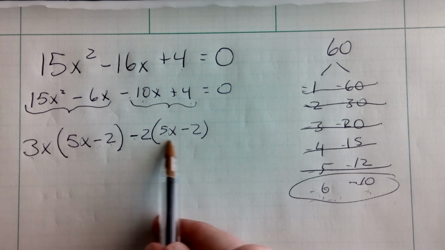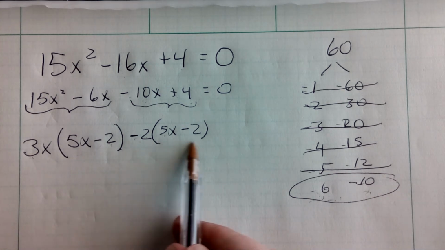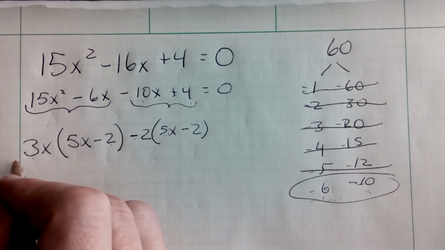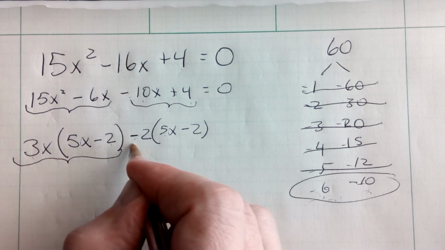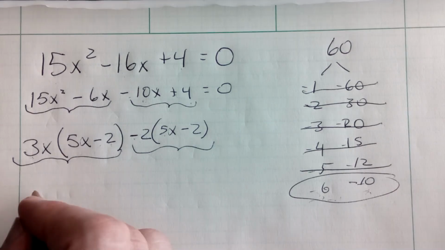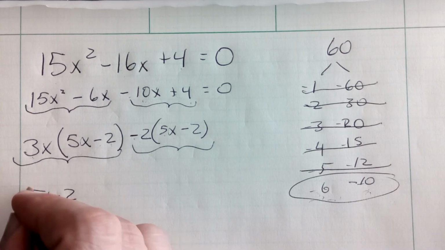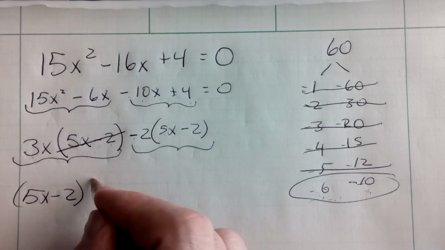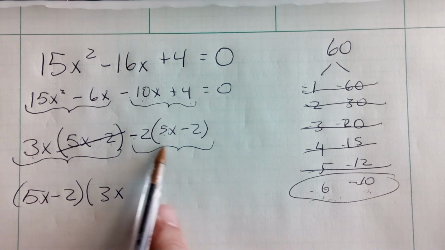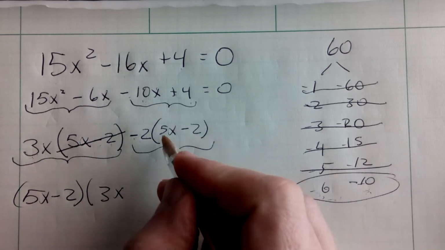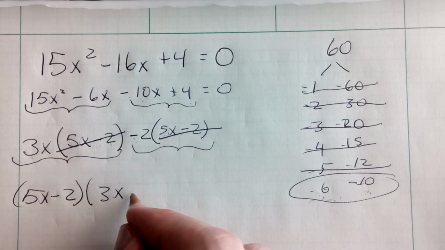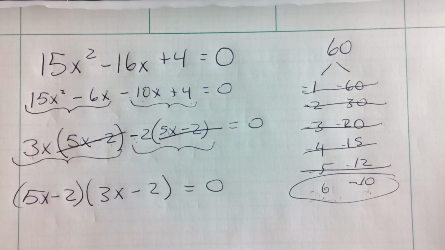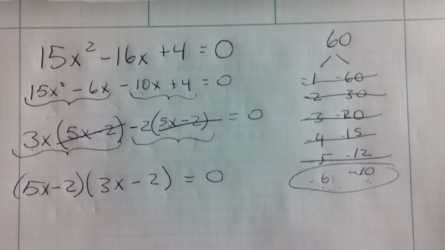So these parentheses now, if you'll notice, look exactly the same. 5x minus 2, 5x minus 2. So now again, think of this as one term, and this as another term, and I'm going to factor out the 5x minus 2 from this first term, leaving, in parentheses, the 3x. Now the second term, again, I factored out the 5x minus 2, leaving the minus 2. Now that's, remember, equal to 0. Now I have my two factors. Now I can actually solve.